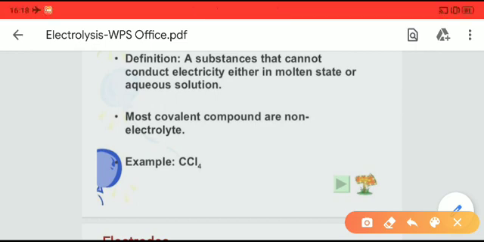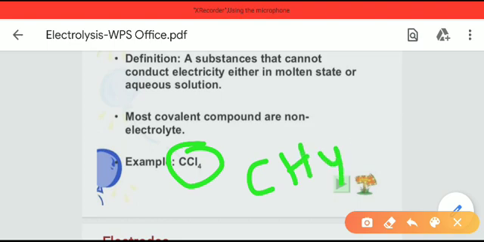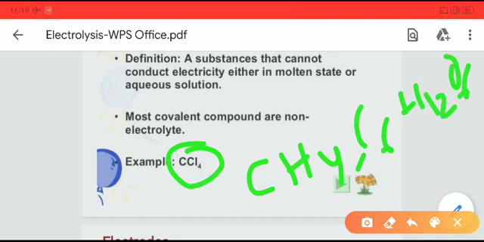Examples are CCl4, methane (CH4), and glucose (C6H12O6). If we make a sugar solution, it will not give 12 H+ or 6 O2-. It will only give C6H12O6, so they are not electrolytes.